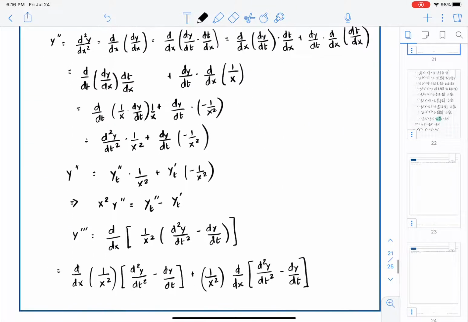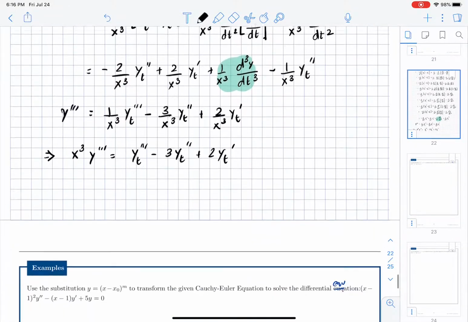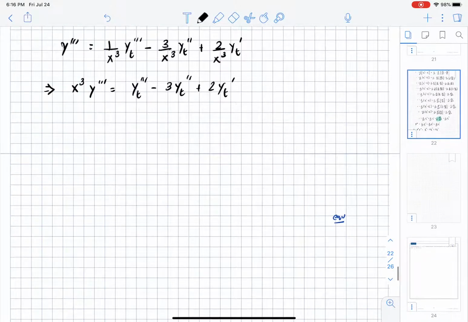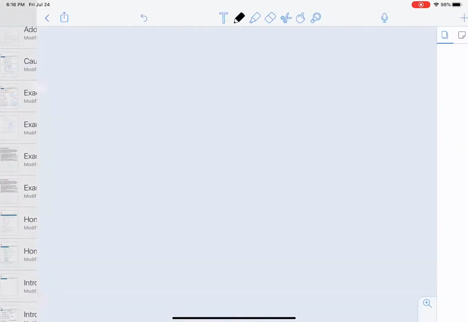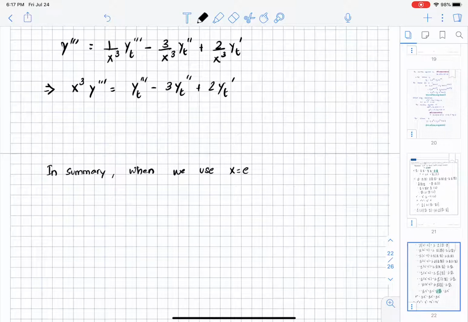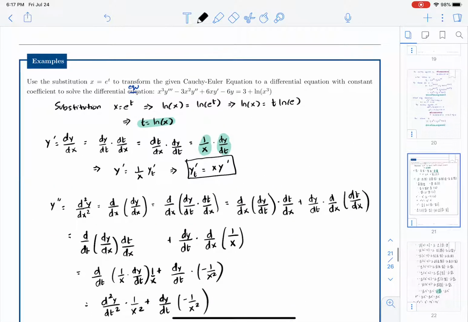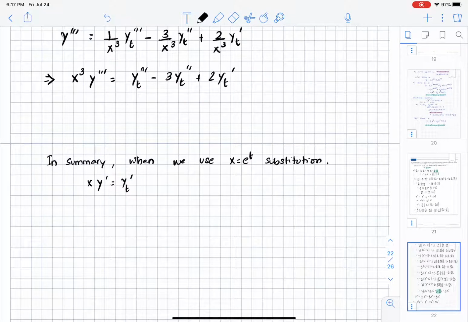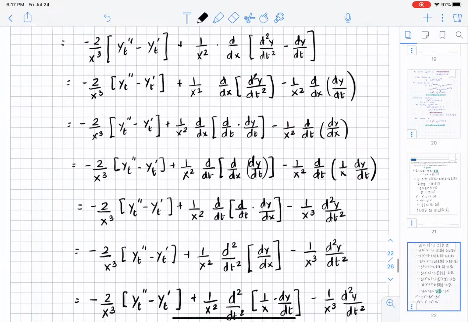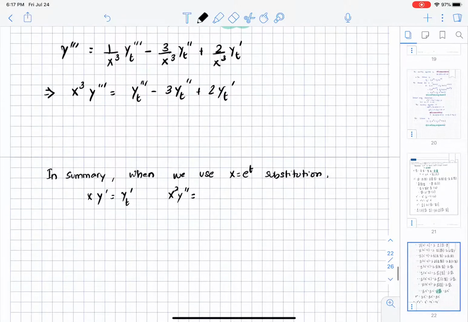So, in summary, when we use the x equals e to the t substitution, xy prime would simply be equal to yt prime. x squared y double prime would equal yt double prime minus yt prime. x cubed y triple prime would equal yt triple prime minus 3yt double prime plus 2yt prime.